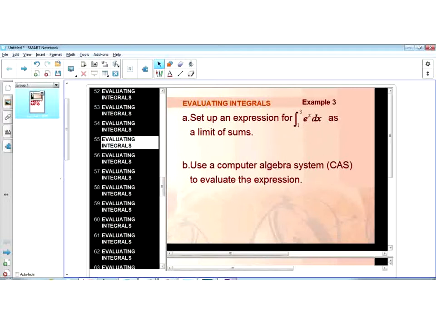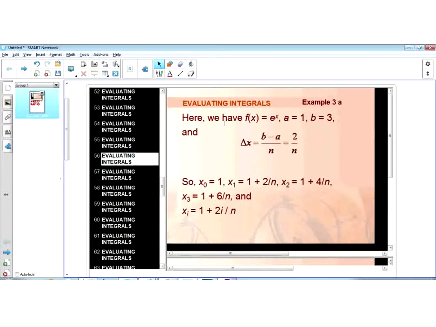Okay, set up an expression for the integral from 1 to 3 of e to the x dx as a limit of sums. All right, so let's do that. f of x is equal to e to the x. a is 1, b is 3, so delta x is 2 over n. So x naught is equal to 1.